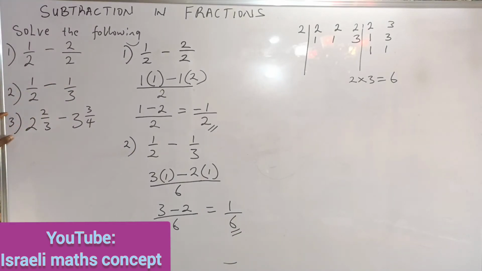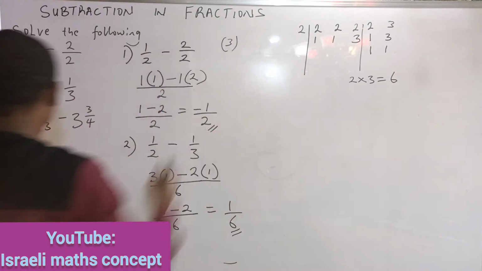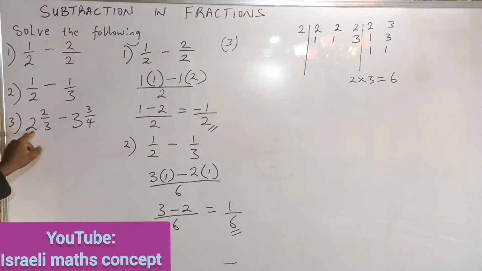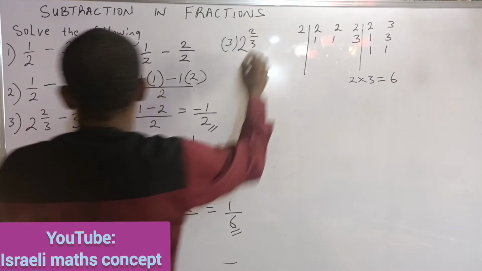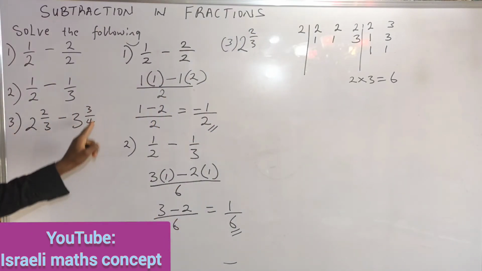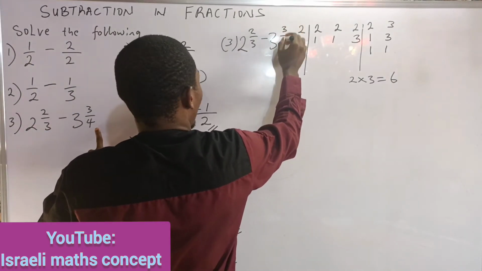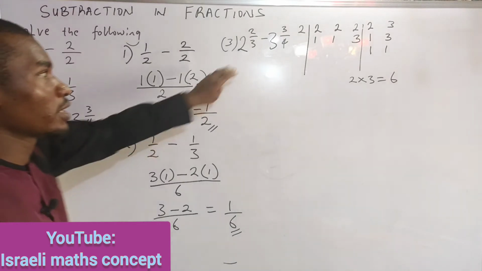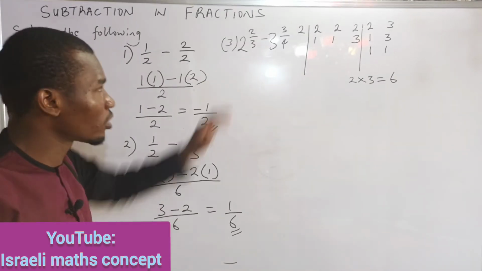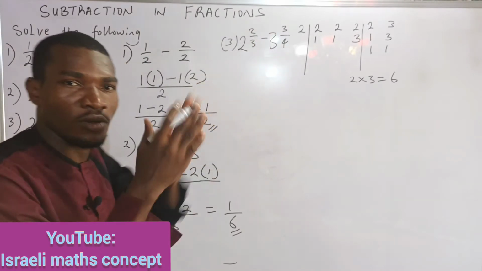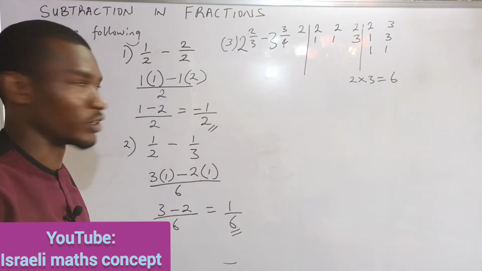Then for the third question, which is question number 3. The question says 2 whole number 2 over 3 minus 3 whole number 3 over 4. Looking at these two fractions, they are mixed fractions. So we have to convert the mixed fractions first of all to improper fractions before we solve further.